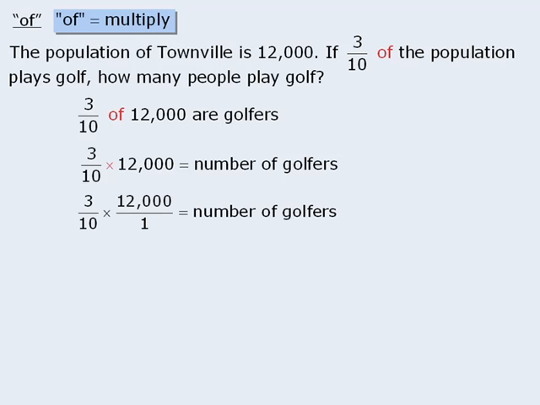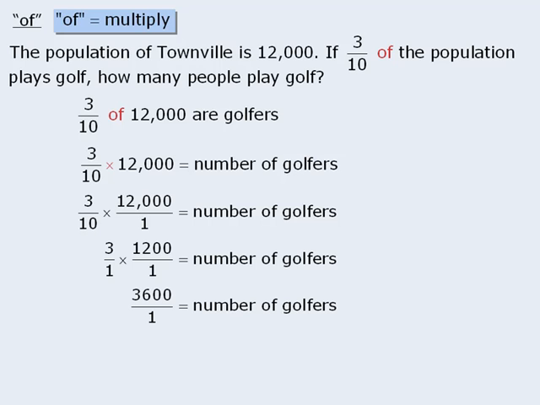So let's first rewrite 12,000 as the fraction 12,000 over 1, and from here we can cross-simplify 10 and 12,000 by dividing each number by 10 to get 1 and 1,200. Then we multiply the numerators and the denominators to get 3,600 over 1, which equals 3,600. So there are 3,600 people in Townville who golf.